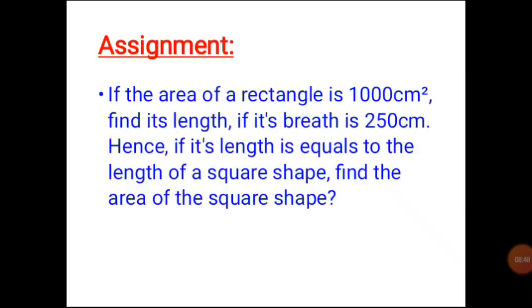Now, lastly for today, we have the assignment. The assignment says you should read the assignment and understand it very well and attempt the question. Don't forget, always try to read and reread the whole slides so as to have a better understanding.